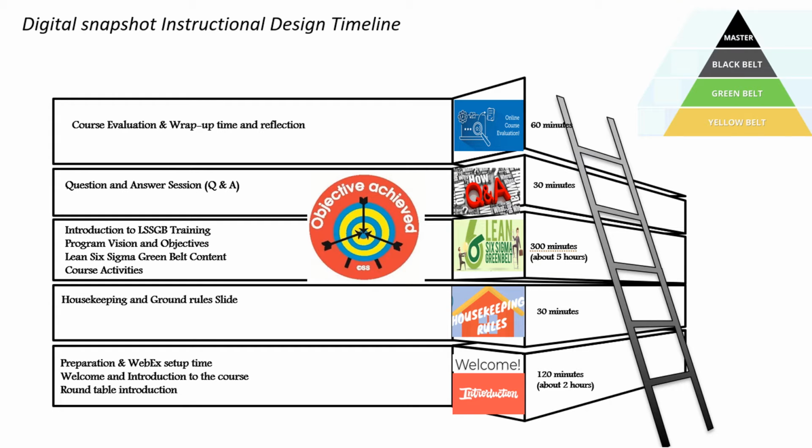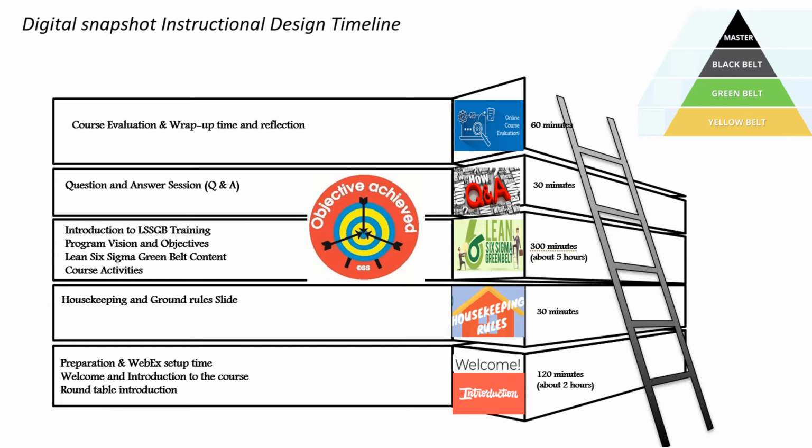This slide represents the digital snapshot of the instructional design timeline. You can see it will take almost about 2 hours for preparation and WebEx setup time, welcome and introduction to the course, roundtable introduction, and then it will take about 30 minutes for housekeeping and ground rule slides. Then after that, we'll be talking about introduction to Lean Six Sigma trainings, program vision and objectives, Lean Six Sigma green belt content, and course activities. This takes almost about 5 hours, and we'll have the question and answer session for about 30 minutes.